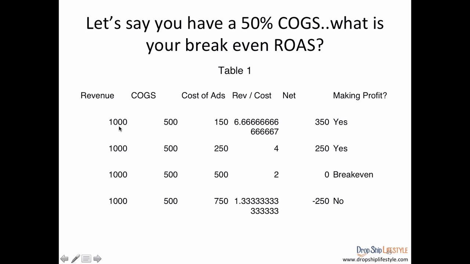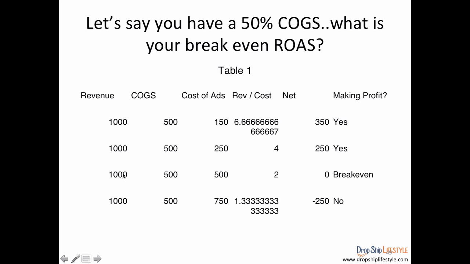In row 1, you sold $1,000 of revenue. You had 50% cost of goods sold, so that's $500 cost of goods sold. Your ads cost $150, so your revenue over cost would be 6.67. You would net $350. Are you making a profit? Yes. Same situation, same amount of revenue, same amount of cost of goods, except this time your cost of goods jumps to $250. You have a revenue over cost of 4. You netted $250. Are you making profit?